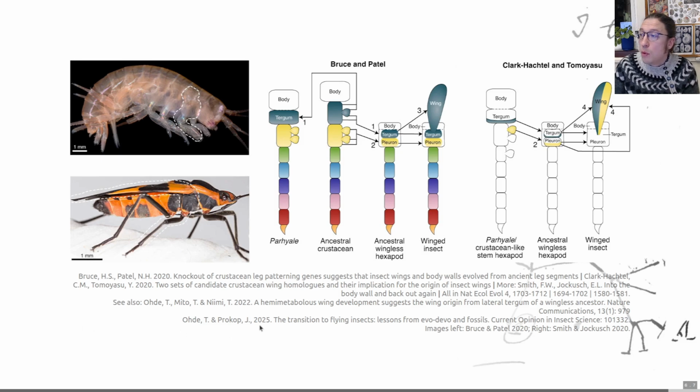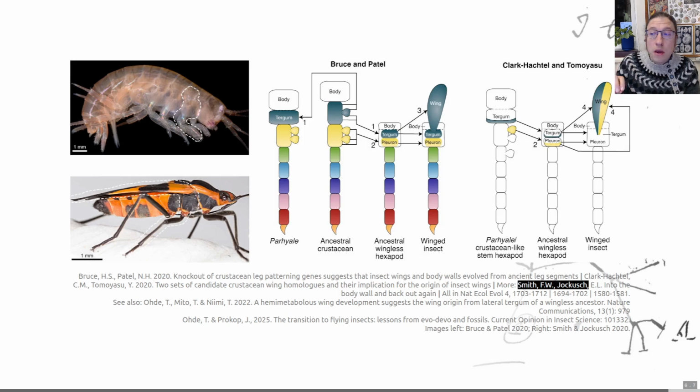Or if you want a more gentle introduction, the introduction by Smith and Jockusch that I've put on the slide here, next to the other two papers, is a really nice, accessible way of getting to this. So please do check those out if you're interested.